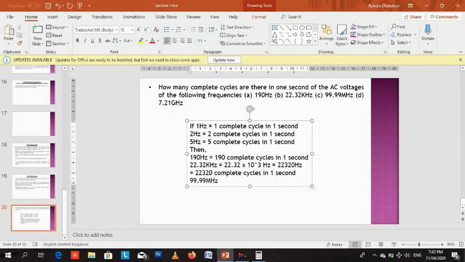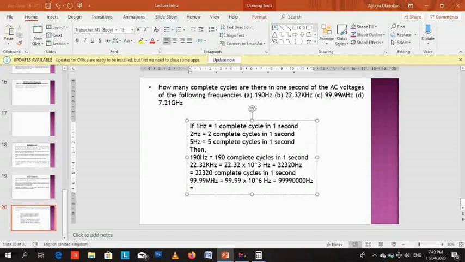So let's go to a 99.99 megahertz signal. Let's see how many complete cycles there are. Mega is 10 raised to the power 6. That's 99.99 times 10 raised to the power 6 hertz. So 10 raised to the power 6, that's 6 zeros. That means you move the dot to the right 6 times. You move it 2 times, then the remaining 4 times are zeros. So 4 zeros after the 2 nines, the 2 extra nines.